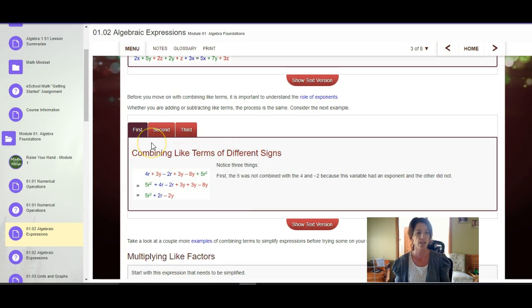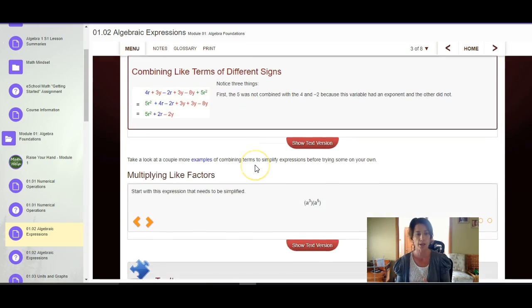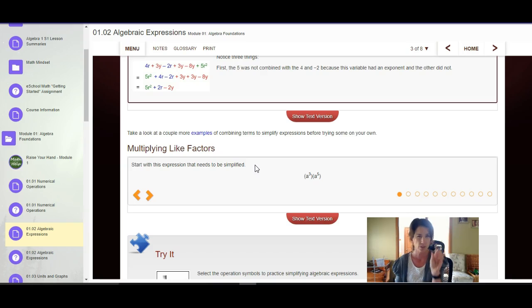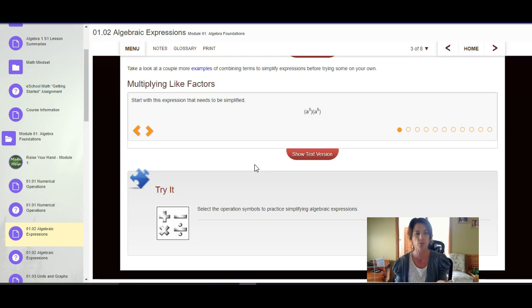Here's one with different signs. So now you have to make sure you understand positive and negative numbers, right? Notice that you can't combine the 5r squared with the 4 or the -2, because they're not like terms, right? Because they don't have the same exact exponent. So notice that just because it has an r doesn't mean they're like terms. So again, combining like terms. I'm not going to necessarily go into every single thing. I still want you to click through and work through the lesson, okay?